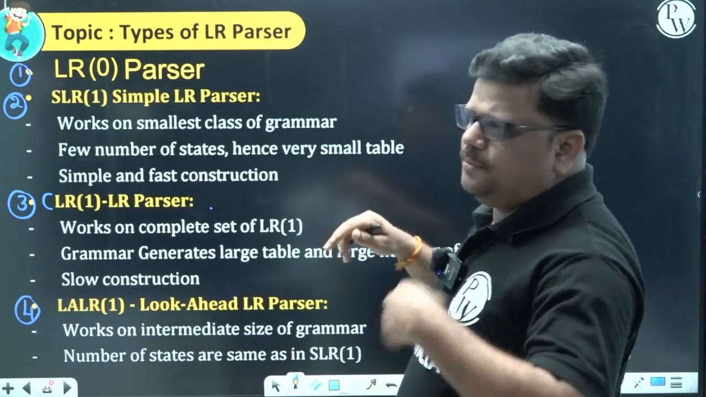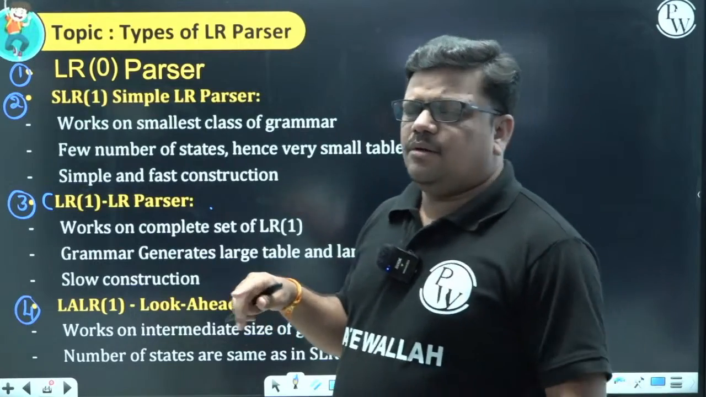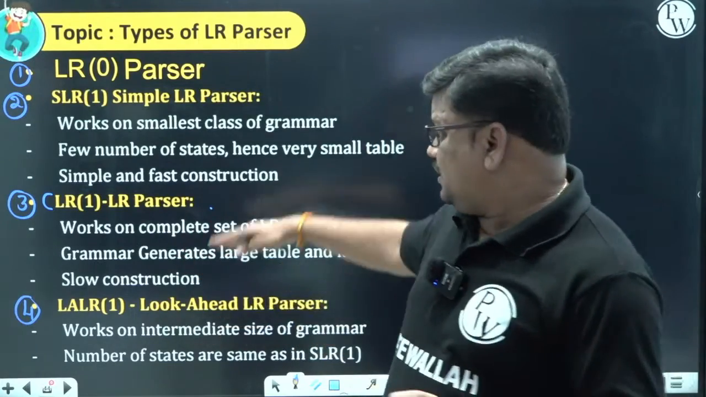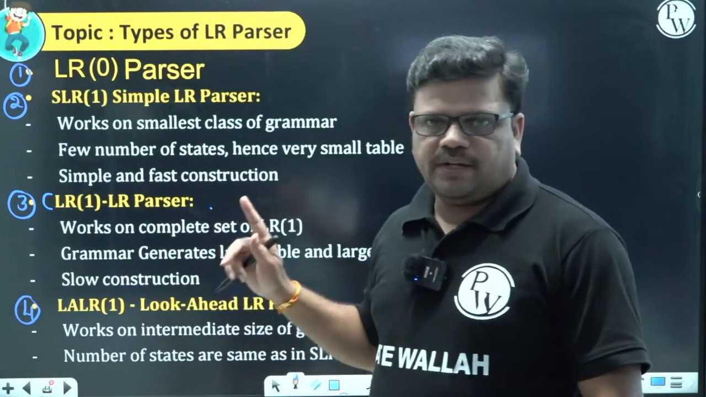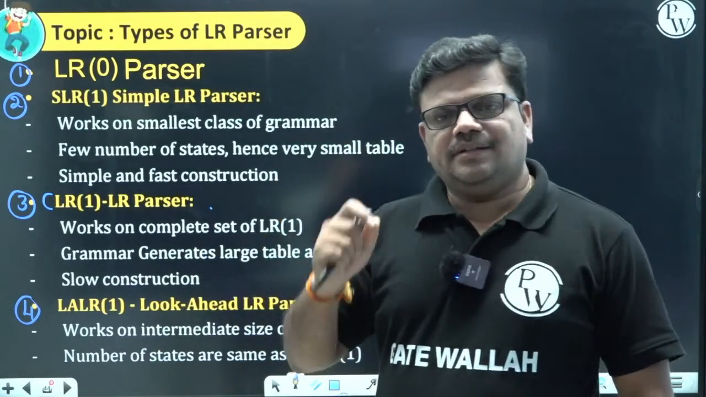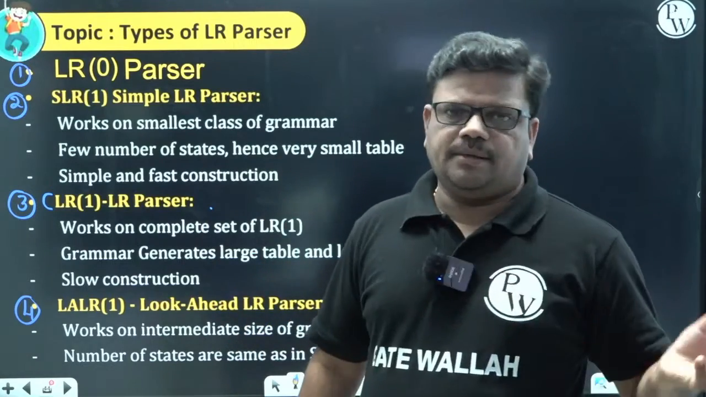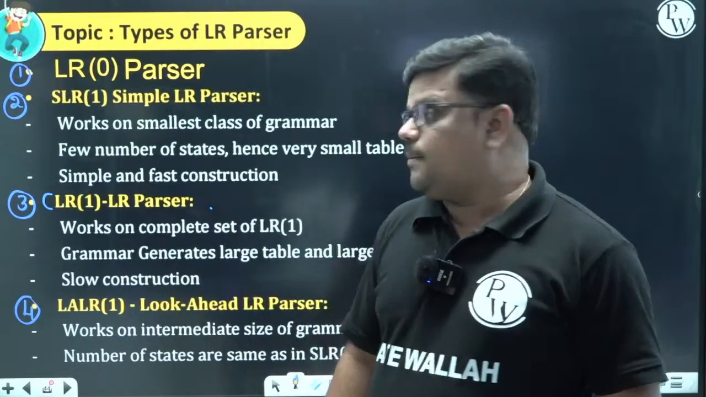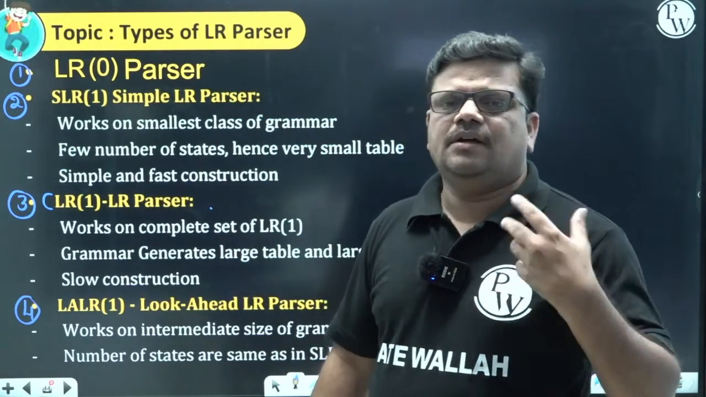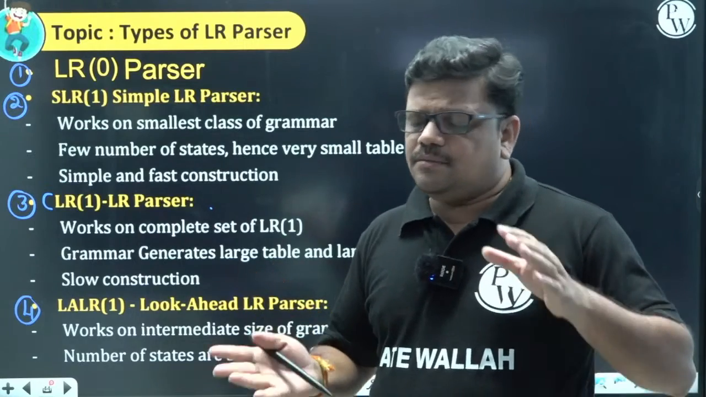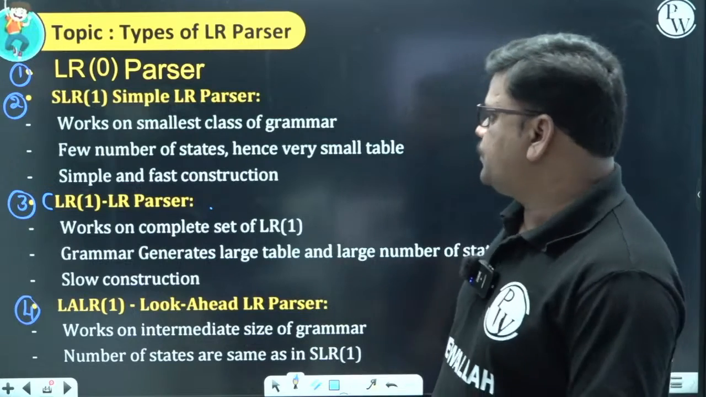So LR0 is the easiest one, very easy one. Almost all these four techniques are there in order to design the table shown previously. The construction of the table is almost the same. Today's class we are learning about LR0. For SLR, CLR, LALR, almost all same. Small changes are there. Okay.